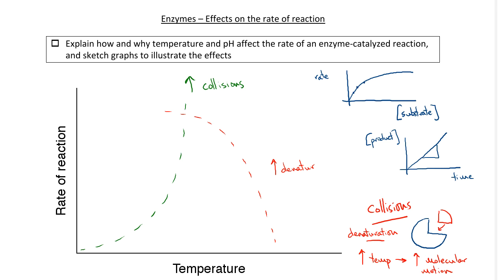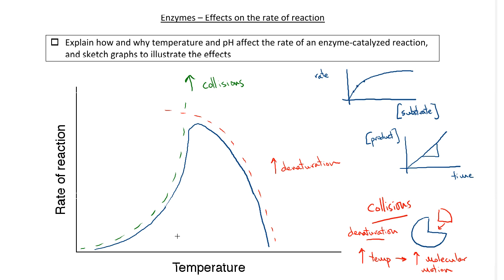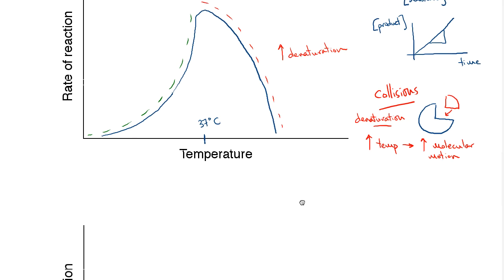Putting those two things together, the overall effect is that as temperature increases, we first see an increase in the rate of reaction as a result of increased collisions between the substrate and the active site, and then after a peak, we see a decrease in the rate of reaction as a result of increased denaturation of the enzymes. The result of these competing processes of collisions and denaturation is that enzymes have an optimal temperature at which they're most active. For example, most enzymes in the human body are most effective around body temperature of about 37 degrees Celsius. So that's how temperature affects rate of reaction.